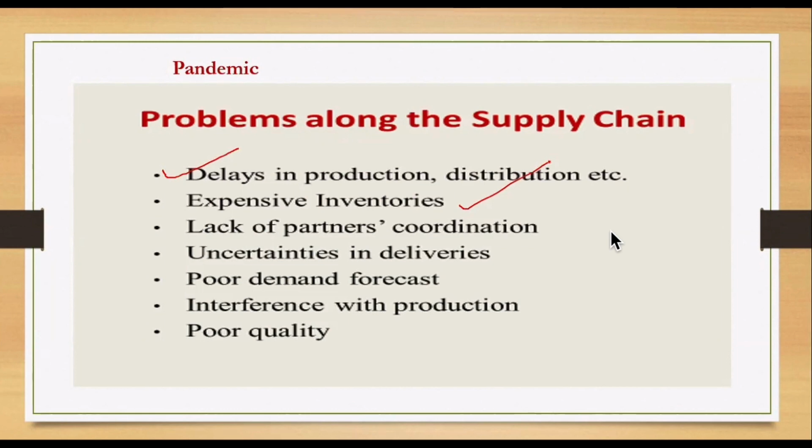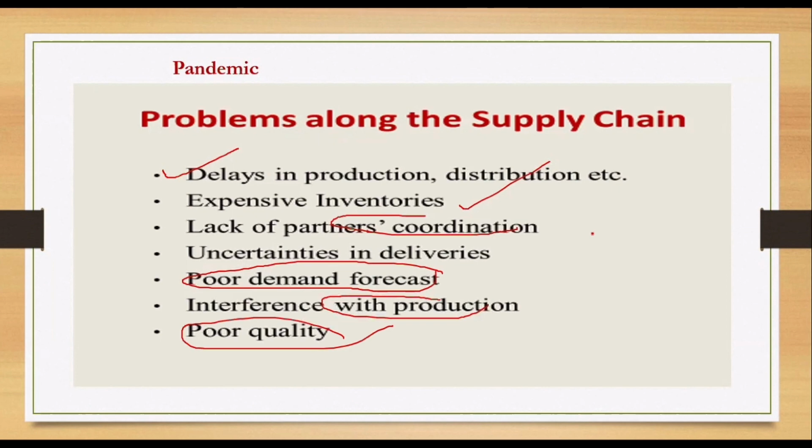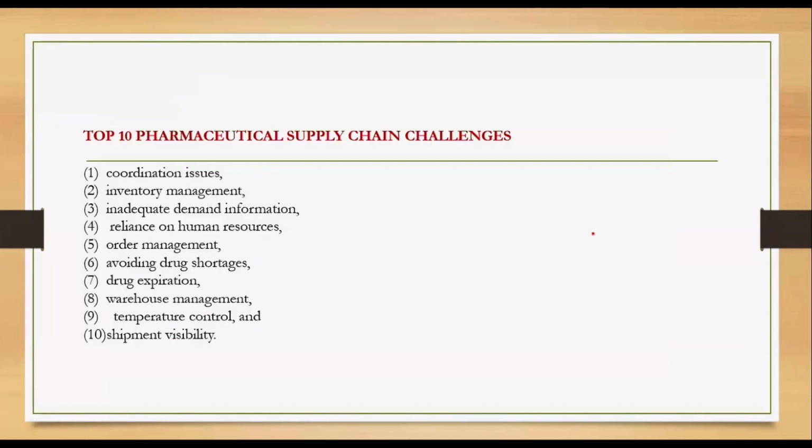And even partner coordination was very poor, and uncertainties in deliveries and poor demand forecast were important aspects. Demand forecasting is not done, so you are not looking into the future, and then how much inventory you have to keep: suppose 50 days inventory or 30 days inventory or 20 days inventory. Interference with production was also a major problem, and poor quality. Several different problems happened during the pandemic situation.